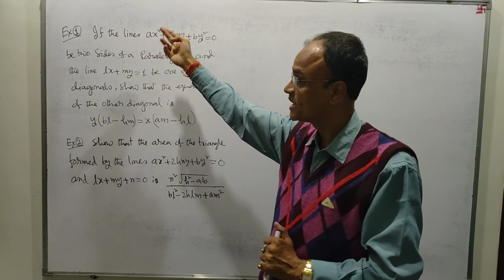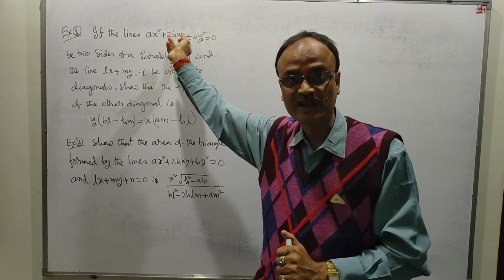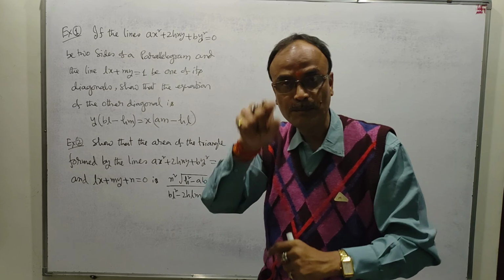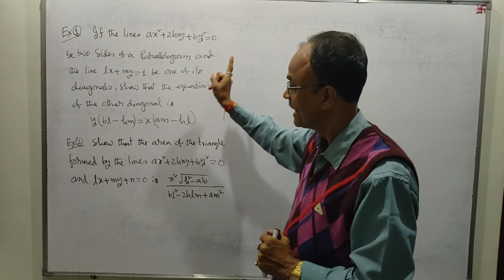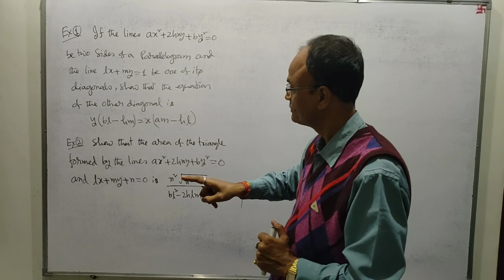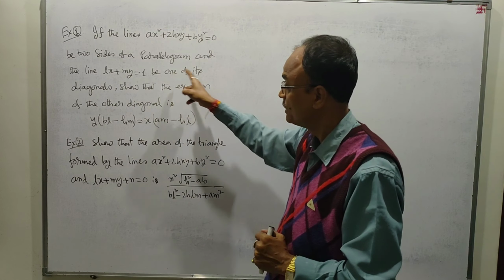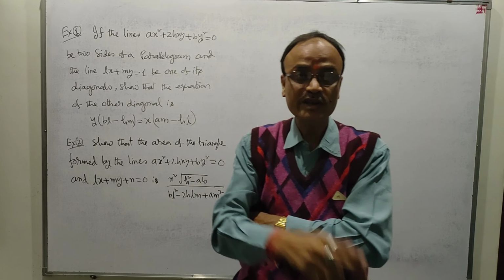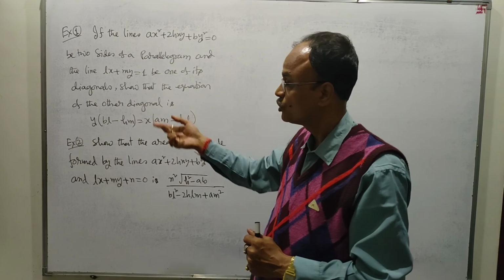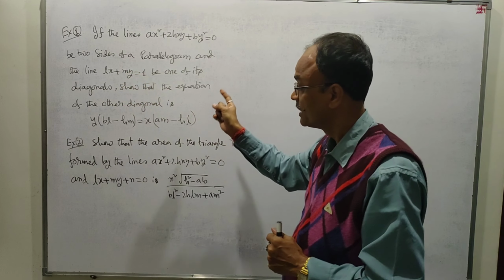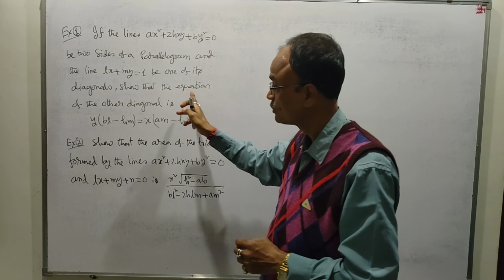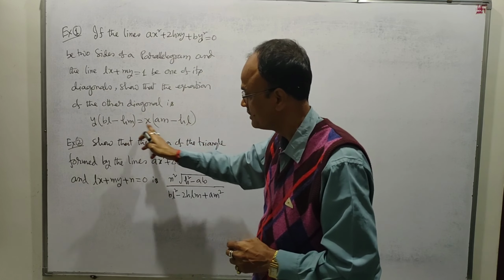The two straight lines represented by the general homogeneous equation of second degree, both pass through the origin 0, 0, and the line lx plus my equal to 1 is one of its diagonals. You know, in a parallelogram there are two diagonals. Equation of one diagonal is this, so that the equation of the other diagonal is this. We have to show that the equation of the other diagonal is this.